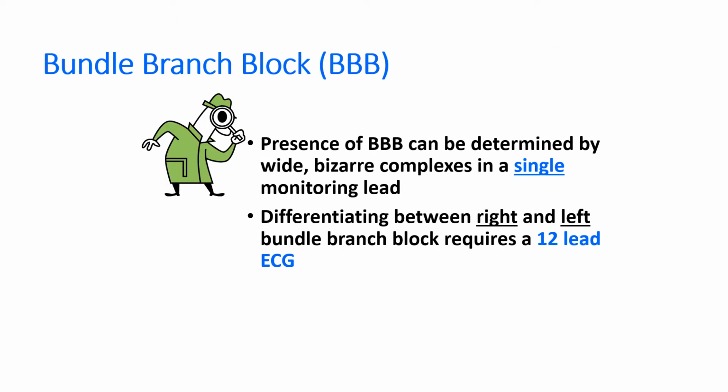First thing we're going to talk about is a bundle branch block. You'll probably be taught more advanced information about the bundle branch block. We're not going to be able to determine whether it's a left or right bundle branch block. That's not significant because you would need a 12-lead EKG to determine if it's right or left. But the presence of a bundle branch block is usually determined by a wide QRS, and it looks different, or a bizarre complex in a single monitoring lead.